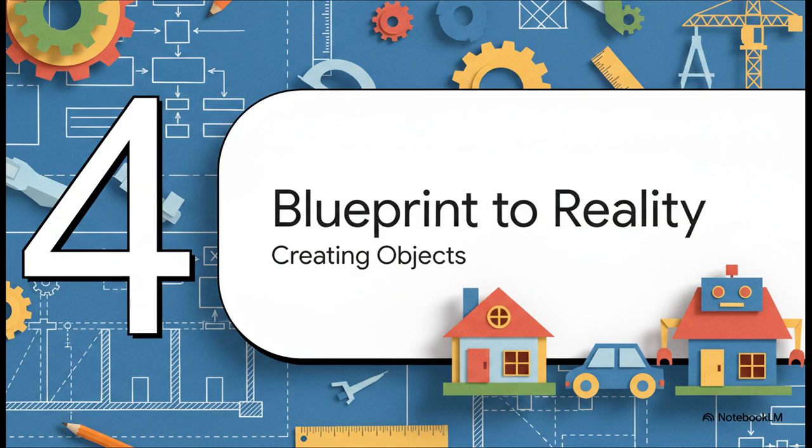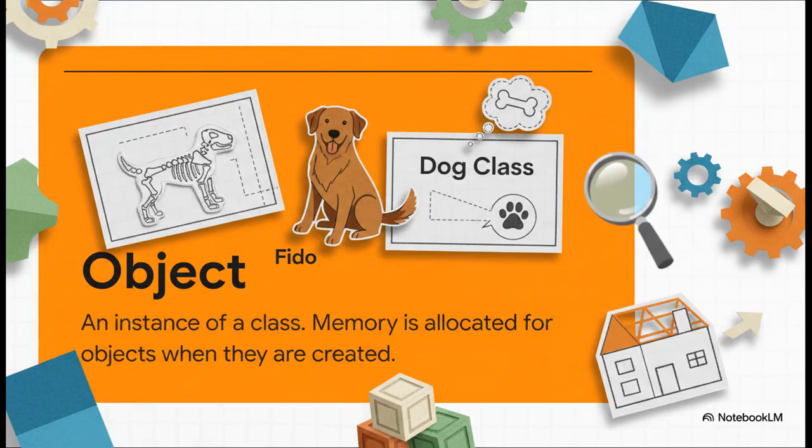Okay, this is the magic moment. This is where it all clicks. We've designed our blueprint, we've got our class. Now it's time to actually build something with it. It's time to go from an abstract plan to a concrete, usable thing. And that actual thing is called an object. An object is a real, living, breathing instance of a class. So if our dog class is the blueprint, an object is your specific dog, Fido, sitting right there on the rug. It's the real deal, built from that plan.